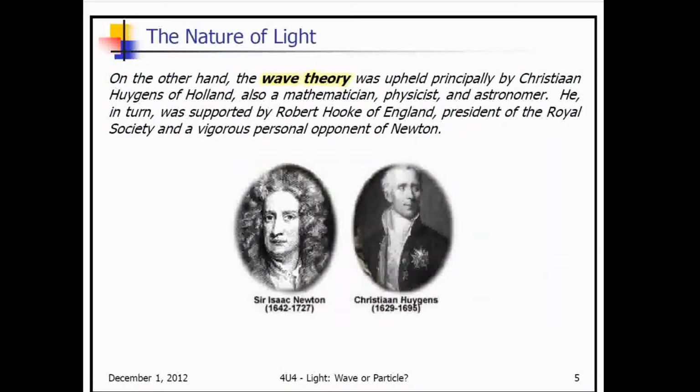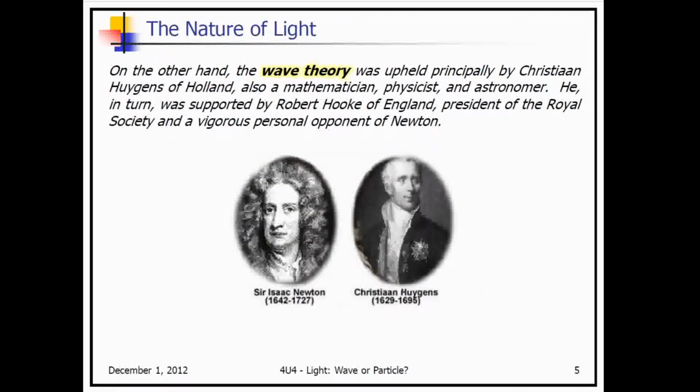But on the other hand, we had proponents of the wave theory. And this was upheld by Christian Huygens of Holland. He was a mathematician and a physicist and an astronomer. He was also supported by Robert Hooke, who was the spring person that we have Hooke's law come from. So he analyzed springs, but he was also in favor of this wave theory. Robert Hooke was the president of the Royal Society at the time, and he was a vigorous opponent of Newton.